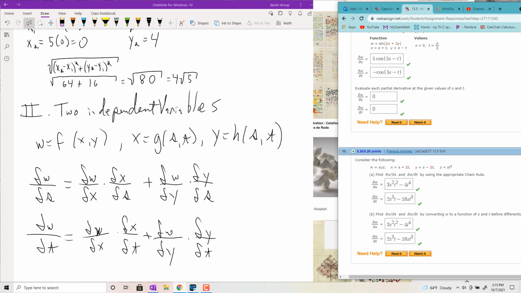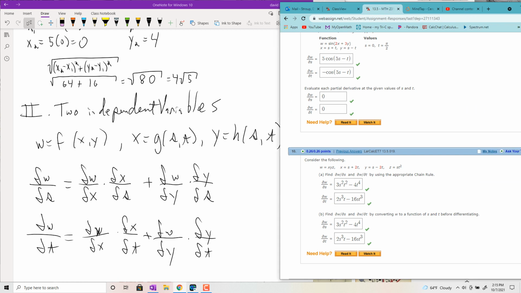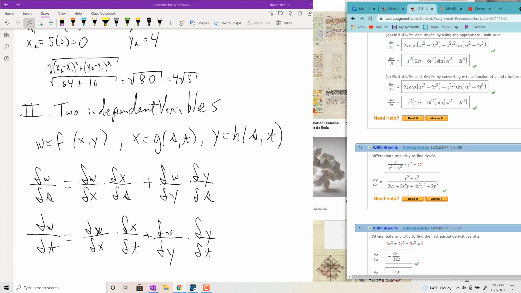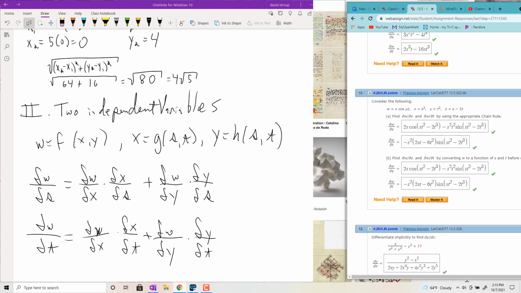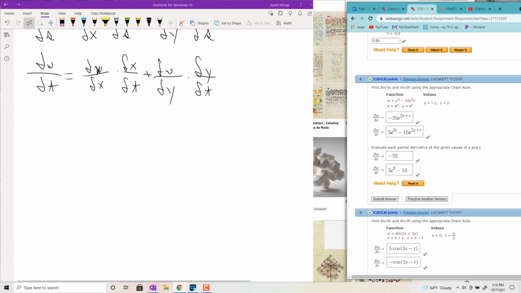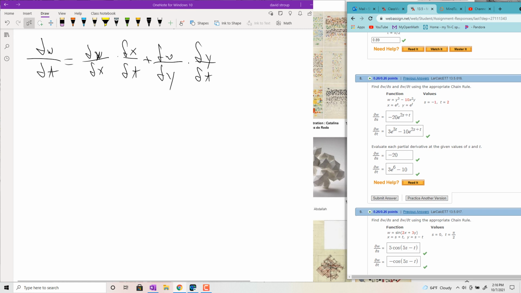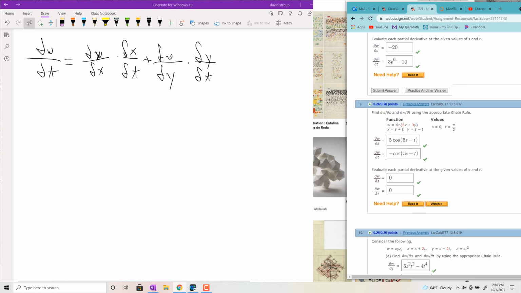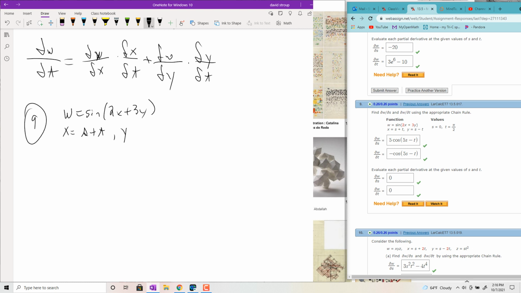And later on, they want you to do that conversion thing again. Those problems can get kind of long. So let me just do number 8. Well, I don't like 8 because it's not really, okay, let's do number 9. So W is sine of 2x plus 3y. And then x in terms of s and t is s plus t, y is s minus t, and they want you to evaluate this thing at 0, pi over 2.